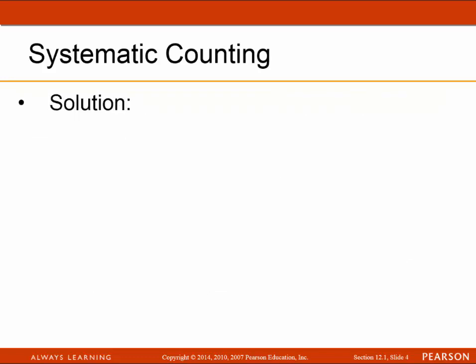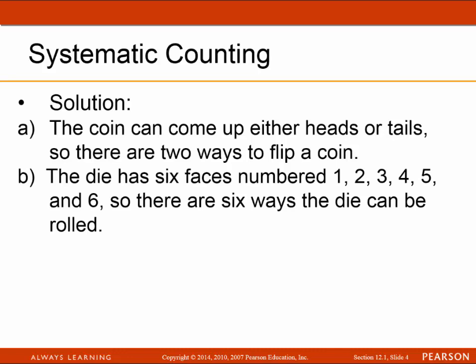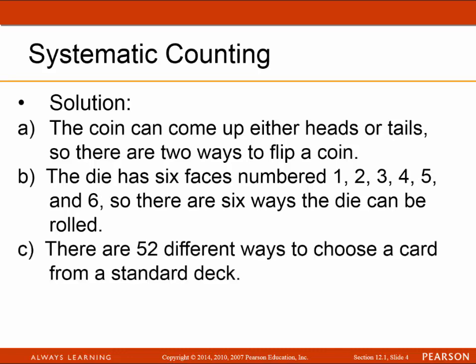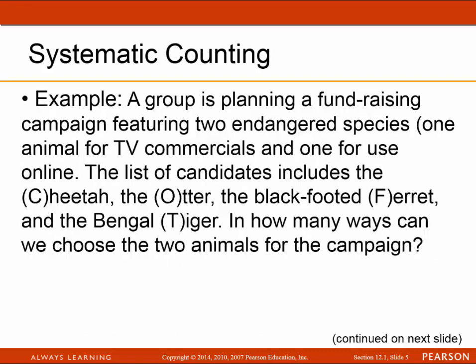So here's the solution. When we flip a coin, there are two possibilities, either heads or tails. So there are two ways that we can flip a coin. Now, there are 6 faces on a die, numbers 1, 2, 3, 4, 5, and 6. So therefore, there are 6 ways that a die can be rolled. And there are 52 cards in a deck, so therefore there are 52 different ways to choose a card from a standard deck of cards. And in the last one, there are 5 ways to choose one of the 5 staff members to be the editor.